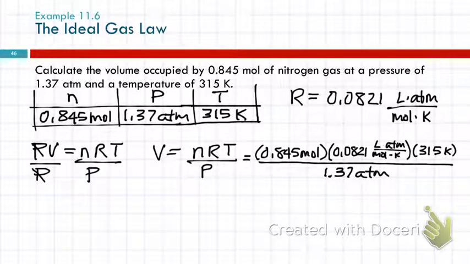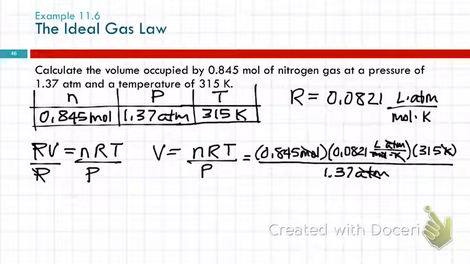I wrote all the stinking units. Let's look at the units and make sure that they're working out okay. So I have atmospheres up here and atmospheres down there, so those are going to cancel out. This is a little complicated because I have a fraction within a fraction. I have a Kelvin here and a Kelvin there. Those cancel out. I have mole, and those cancel out.